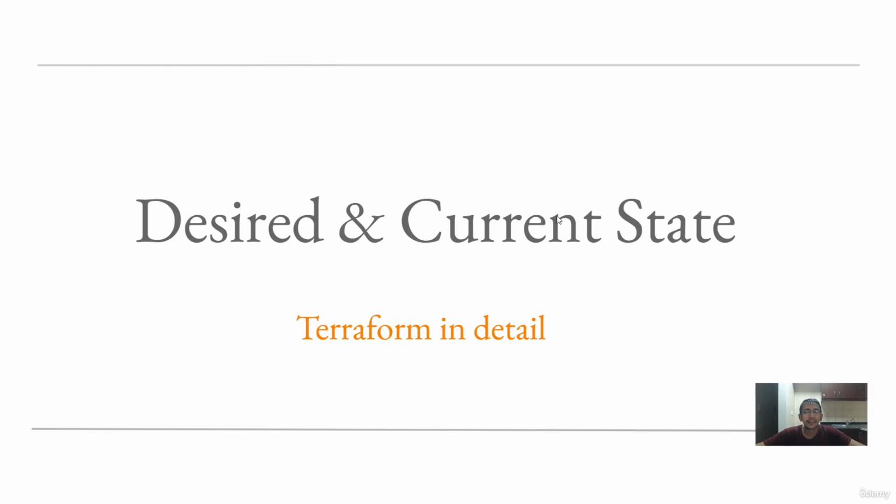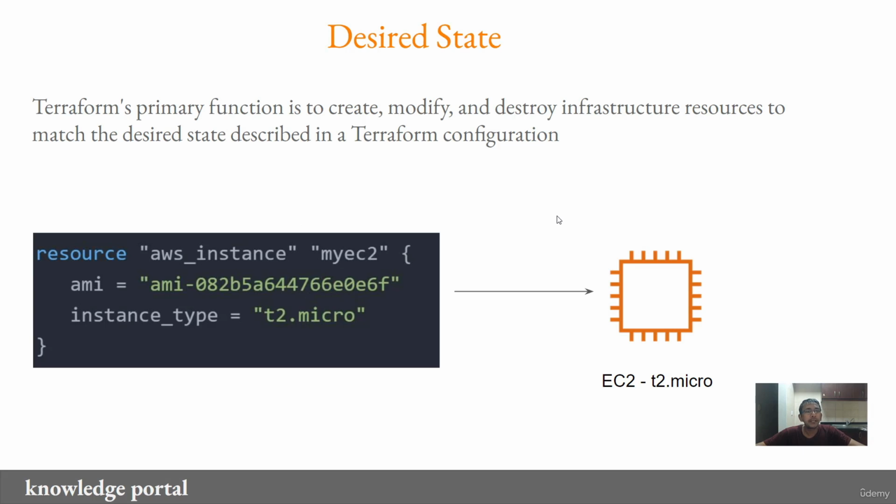Hi everyone and welcome back. Now in today's video we will be discussing one of the very important concepts as part of Terraform, which is desired state and current state. Now one important thing to note is that Terraform's primary function is to create, modify and destroy the infrastructure resources to match the desired state that is described within the Terraform configuration. This is a very important pointer.